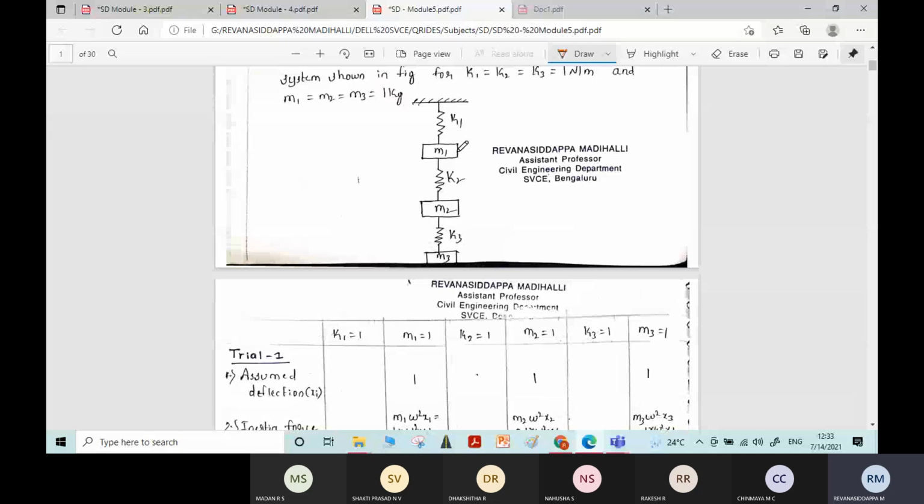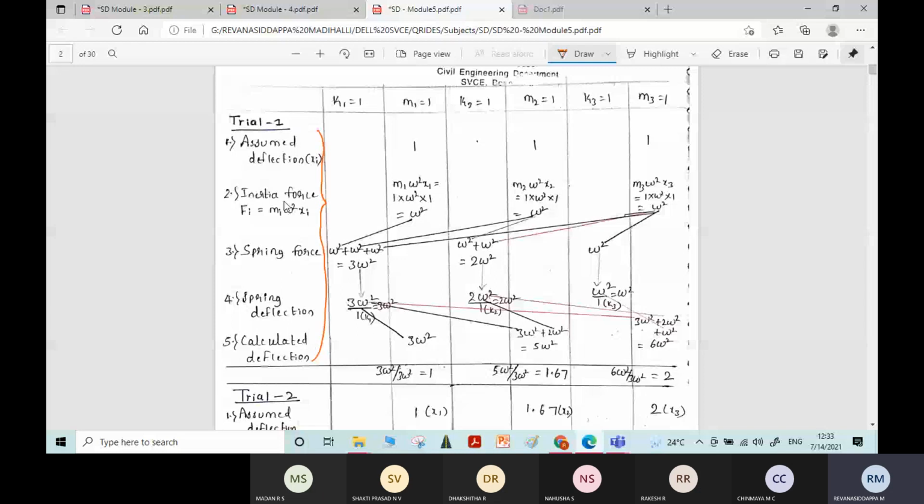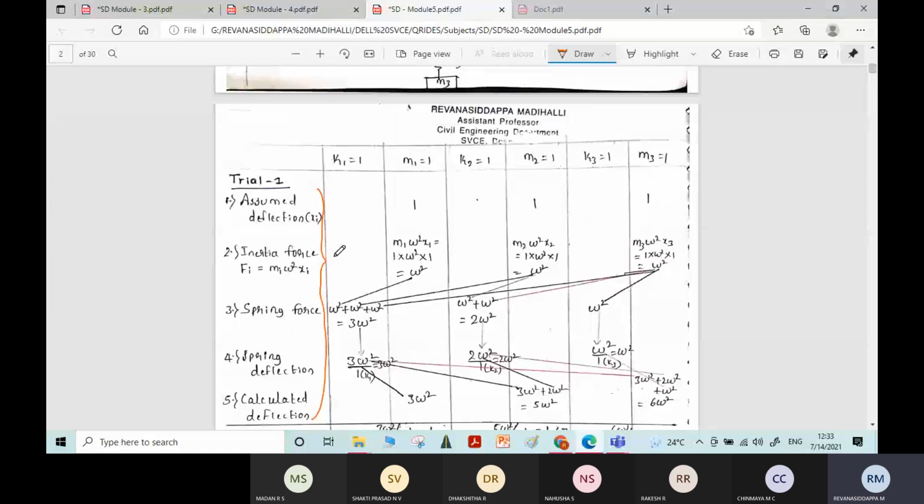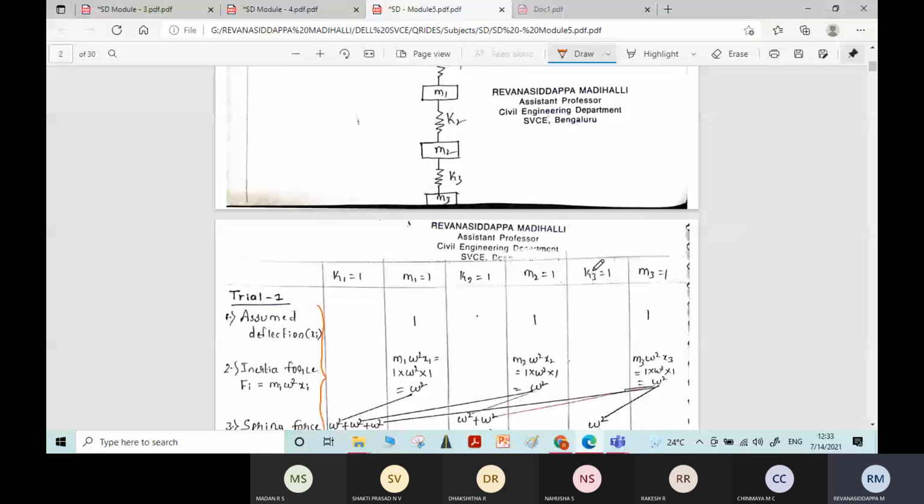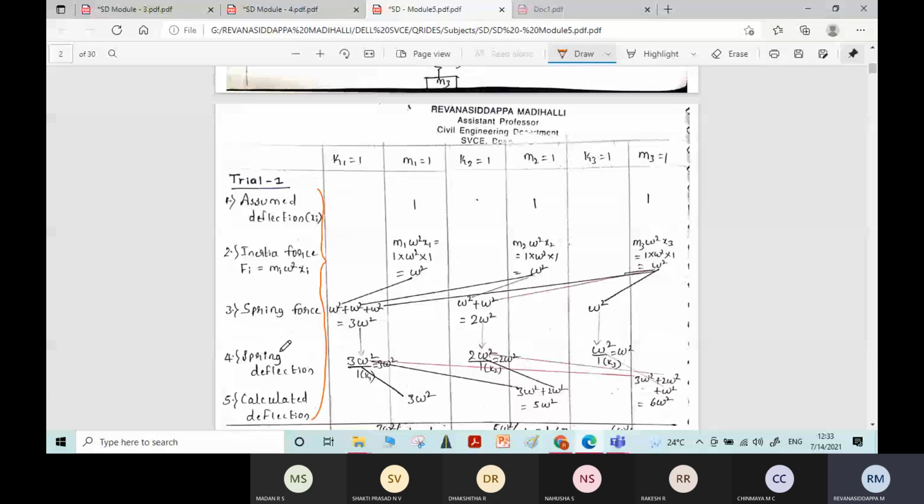And the first column, these are the same steps you need to write: assumed deflection, inertia force, spring deflection, calculated deflection. If you remember all these things, then writing is easy. Depending upon the number of masses, you write the first row, and the first column will be the same. First, you need to assume some deflection.